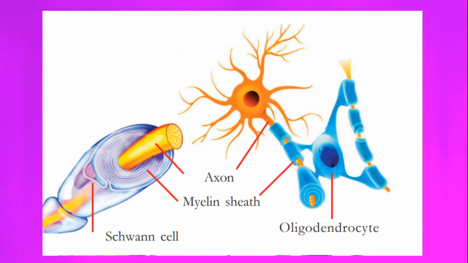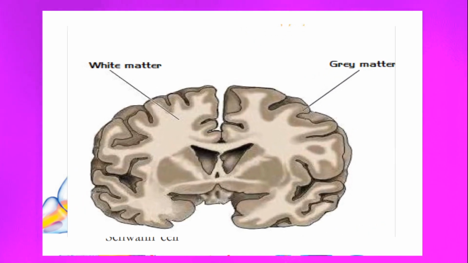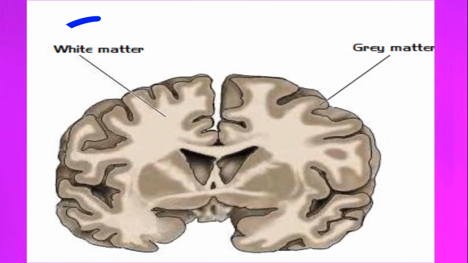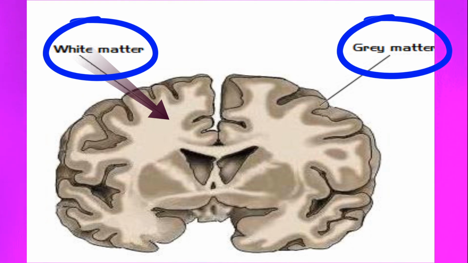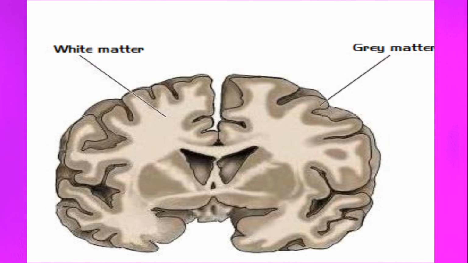The part of the brain and spinal cord where myelinated nerve cells are present in abundance is called white matter. They appear white in color. Why? Because of the shiny white color of the myelin sheath. And the part where non-myelinated nerve cells are present is called gray matter. So gray matter and white matter: white matter where the myelinated nerve cells are present in abundance, and gray matter where non-myelinated nerve cells are present.